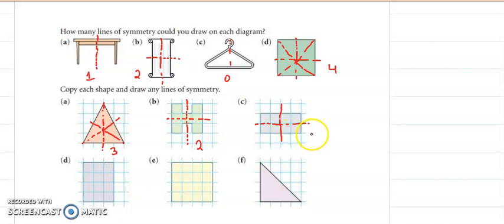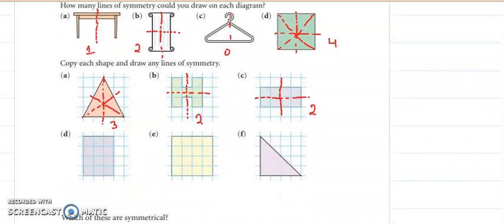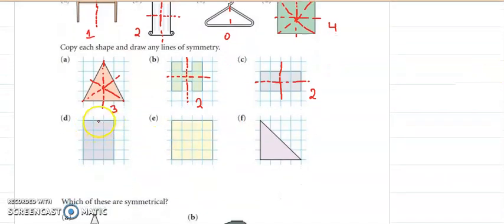This is a rectangle. It has only two lines of symmetry. A rectangle cannot have the diagonal as a line of symmetry, because if you take the diagonal and fold it on the diagonal, the two shapes will not be the mirror image of each other. That's why it will have only two lines of symmetry. The next shape is again a rectangle. So a rectangle will have two lines of symmetry. One will be here in the middle exactly, that divides it into two halves, and the second one will be here.